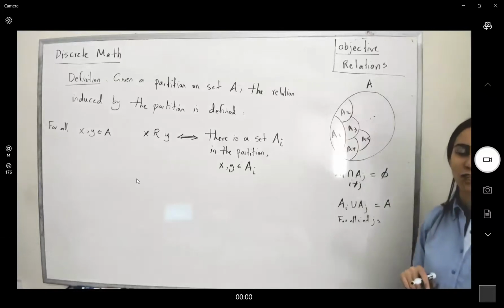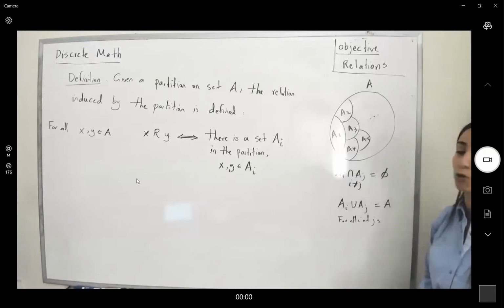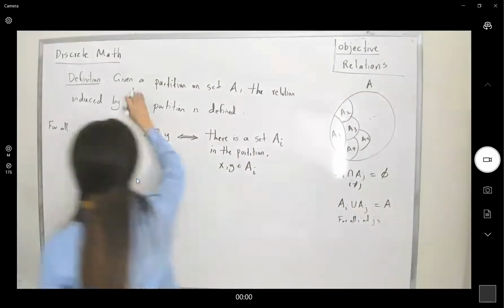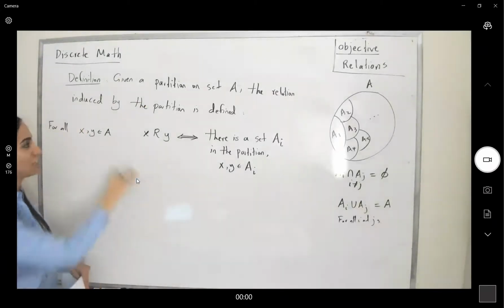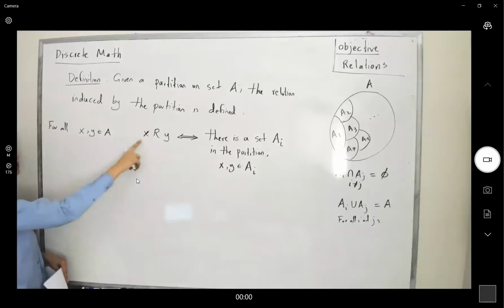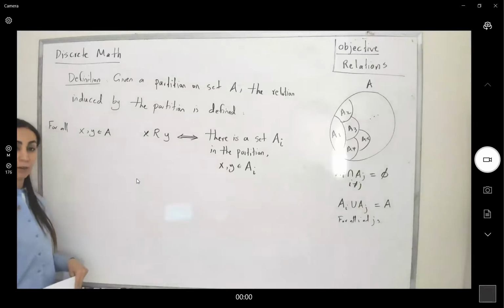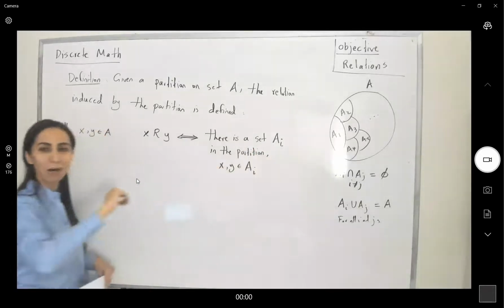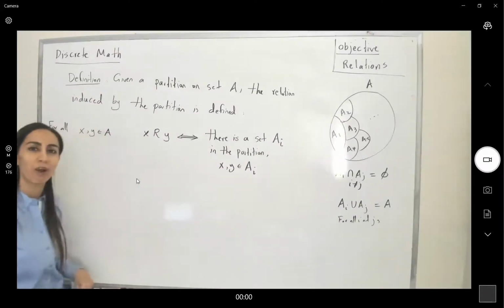If you have a partition for a set, remember that we used Z and we used the quotient remainder theorem to show that we have different partitions for set Z. Now we say that if we have a partition on set A, the relation induced by that partition is defined this way. For all members in A, we say that x is in relation with y if and only if you can find one subset, like A sub i, such that x and y are members of that subset.